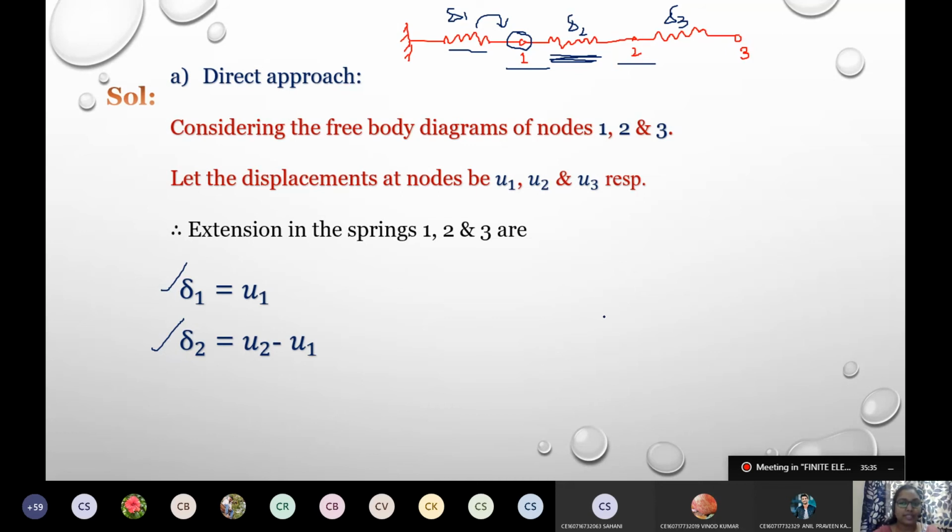So can you tell me what is the extension in spring 3? Anyone? Extension in spring 3? U3 minus U2 minus U1. Why will U1 come into the picture? Node 3 is not at all attached. Spring 3 is not attached to node 1. So will U1 come into the picture?